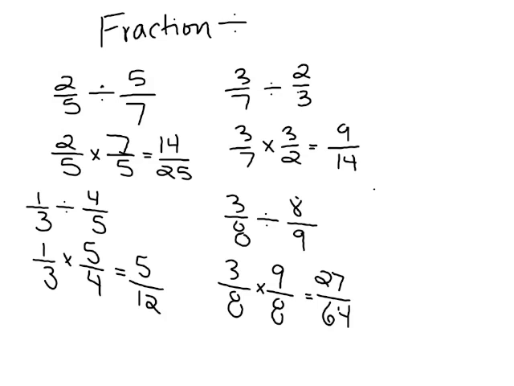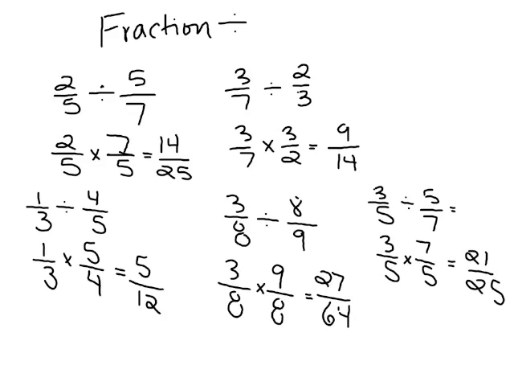All right, last one. 3/5 divided by 5/7. What should I do first? Flip it over. 3/5 times 7/5. Will anything simplify? No. 21 over 25. We good on dividing?